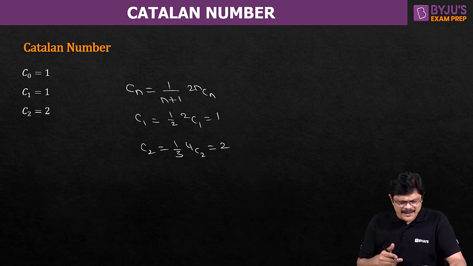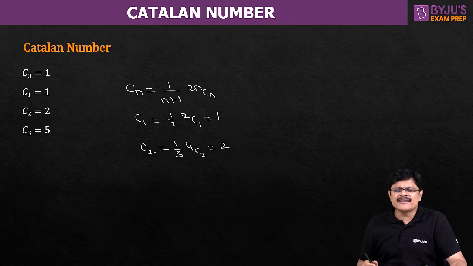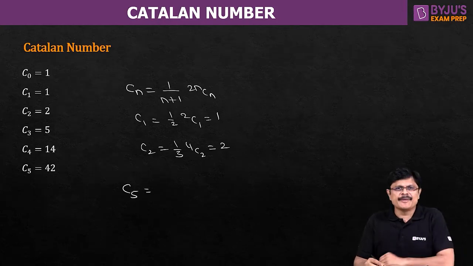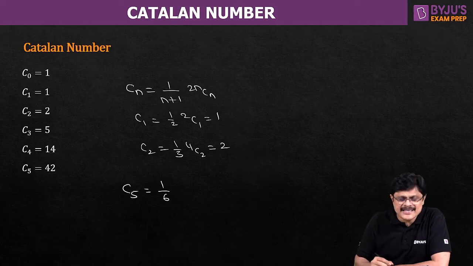Using the formula, you can get it, or at least you can remember the starting 5, 6 Catalan numbers, my dear friends. C3 is 5, C4 is 14, and C5 is 42. If you want, you can get it by formula also. C5 means what, sir? 1 by n plus 1, that is 1 by 6, 2n, 2 into 5 is 10, C5.